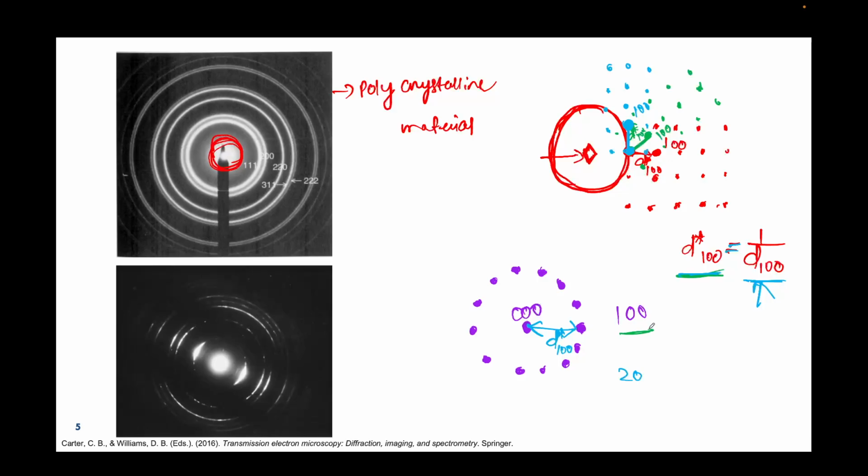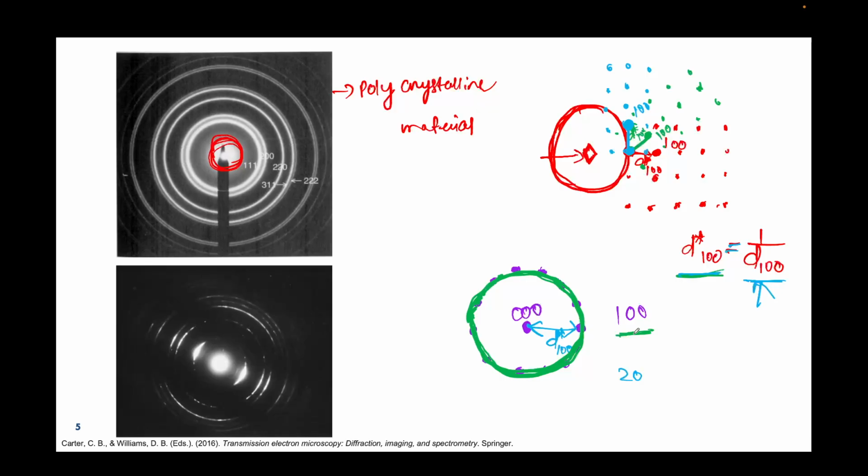Those grains will be so close together that instead of a spot pattern, you will get a concentric ring. You will get a ring kind of pattern. The points stay so close to each other that you cannot distinguish them, and eventually you get a ring structure. Since this is 100, the distance will always be d star 100.